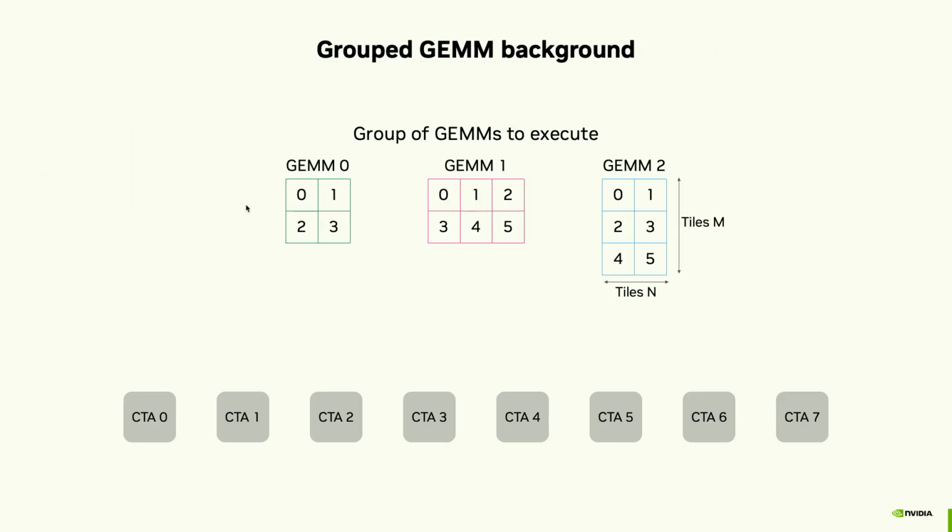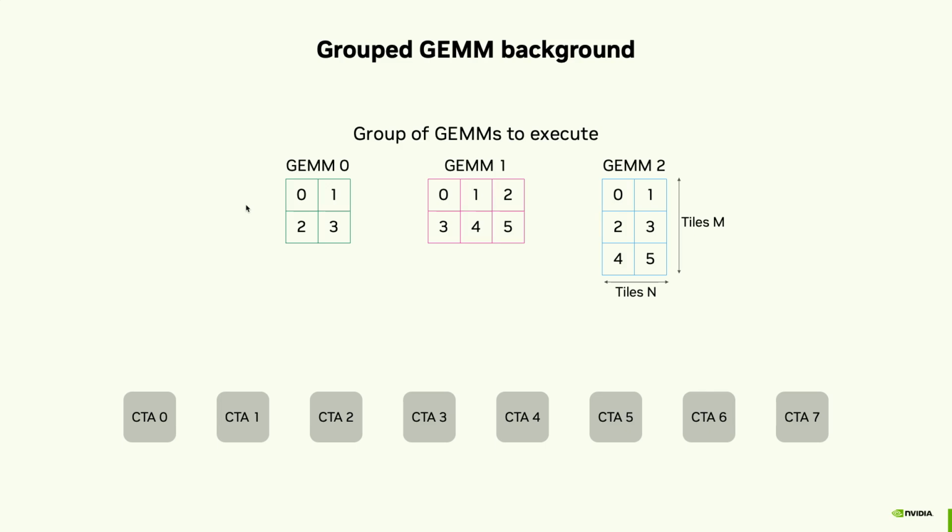So to better illustrate some of the benefits of CUTLASS's group GEMM, I want to walk through a relatively simple example. So suppose that we had 3 GEMMs that we'd like to compute in a group. And what I'm showing here are the tiled output sizes for each GEMM. What I mean by this is that each individual box with a number in it represents the result from a single thread block, or CTA as you might refer to them.